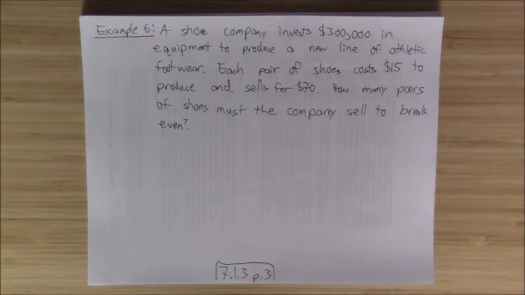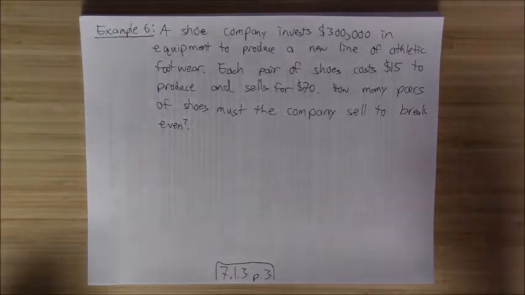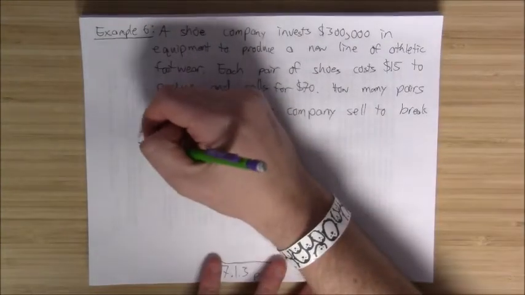As a second example to work, consider that a shoe company invests $300,000 in equipment to produce a new line of athletic footwear. Each pair of shoes costs $15 to produce and sells for $70. How many pairs of shoes must the company sell to break even? Now first, we need to describe what we mean by break even.